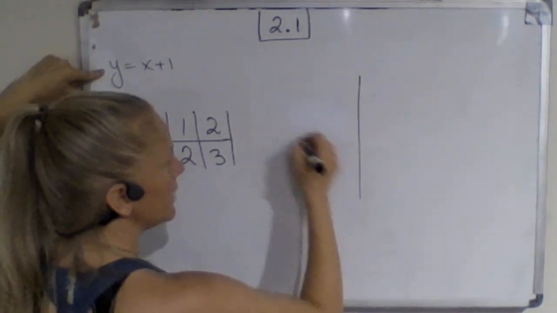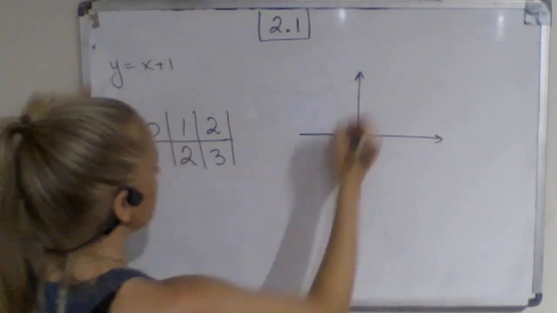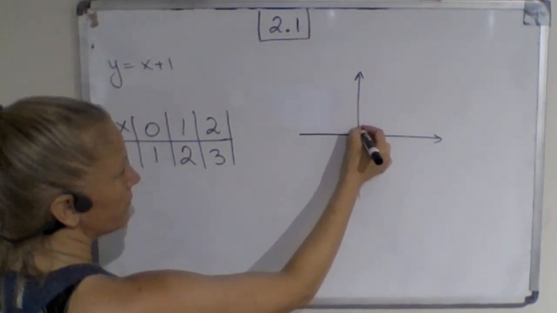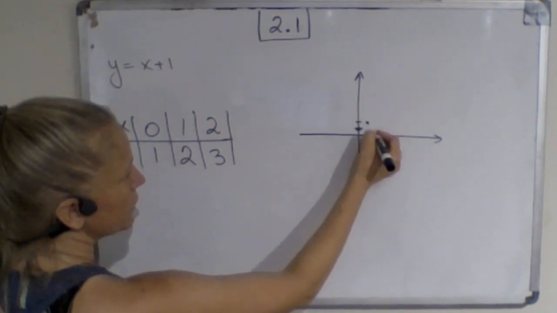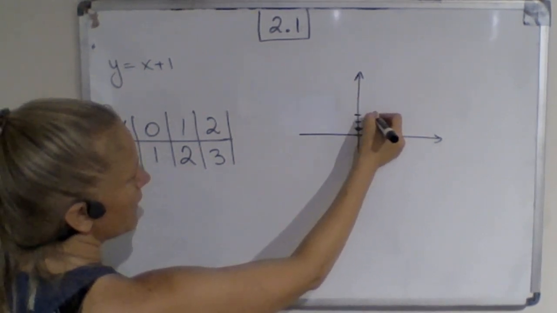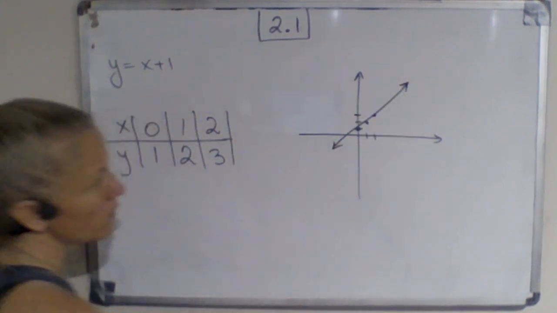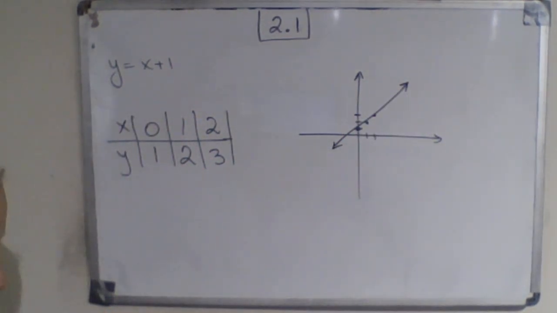I can now go ahead and plot this into my coordinate plane. When x is 0, my y is 1. When x is 1, my y is 2. When x is 2, my y is 3. I have 3 dots. I draw a line, and I never forget to put the arrows because it's a continuous line, and we graphed it.